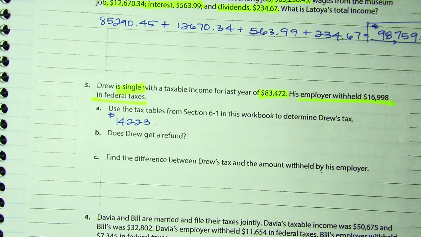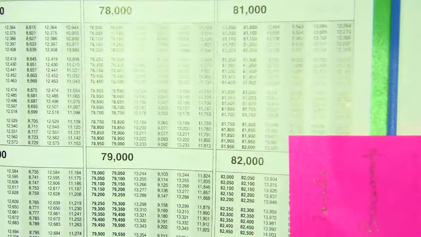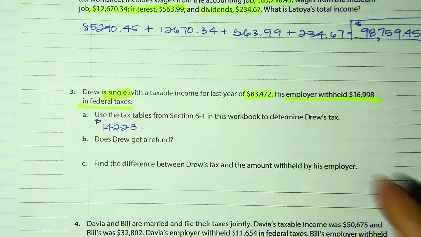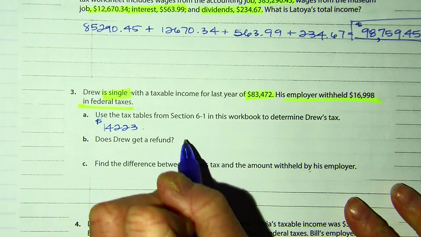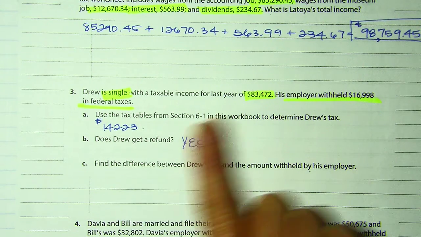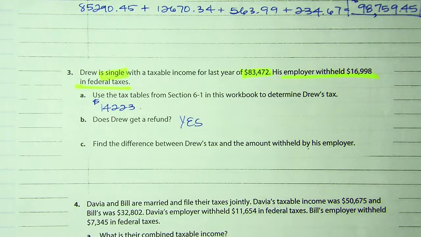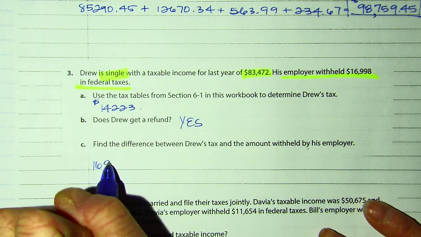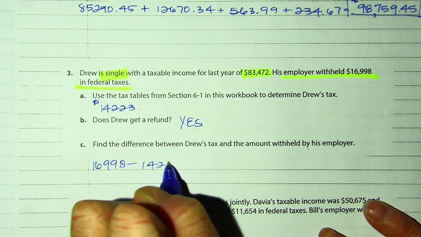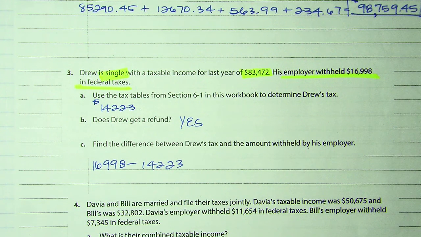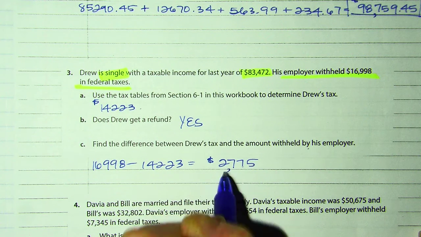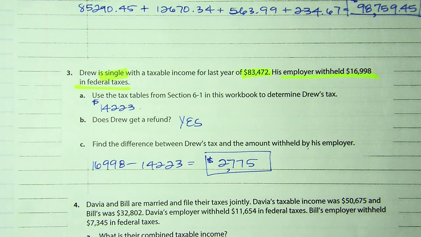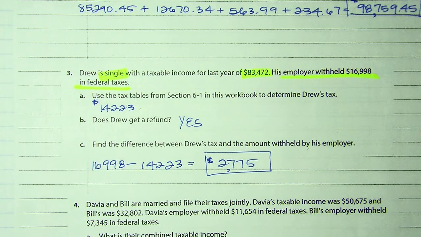And so we'll go back to our problem. And I'm going to put a little Post-it so I don't lose where Appendix B is. All right, so here is the amount that was withheld. So he only needed to pay $14,000. So he does get a refund because he withheld more than he was liable for. So in Part C, we're going to calculate his refund. So $16,998 minus $14,223, and he gets a refund of $2,775. So he gets that money back to him, which is really awesome because you get that lump sum up front.